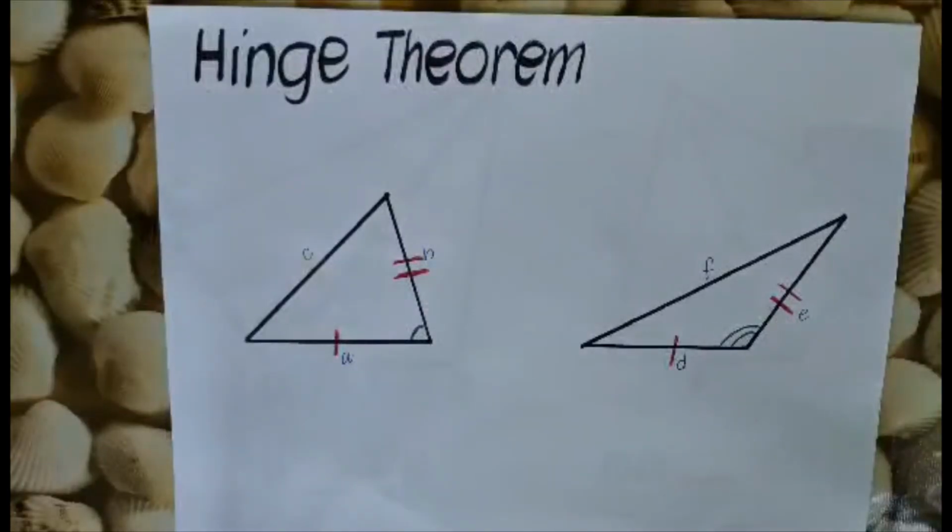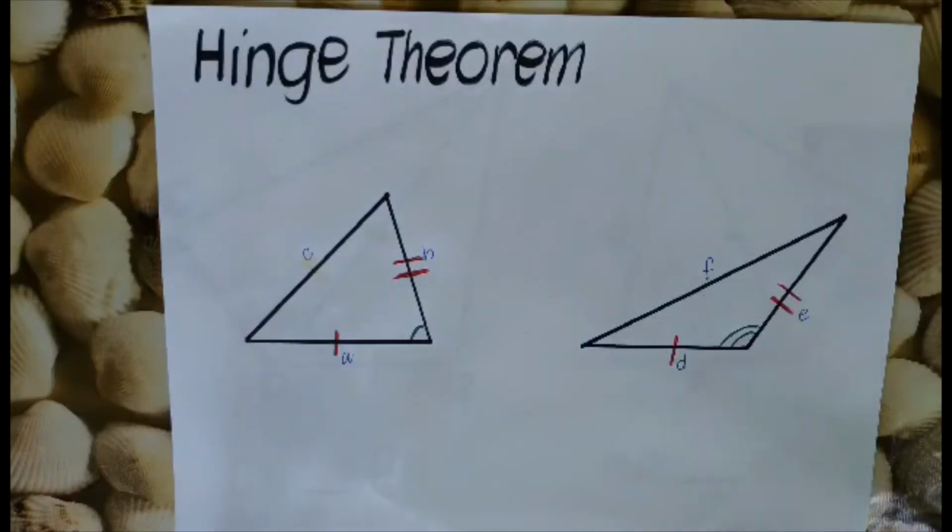Hinge theorem. The hinge theorem states that if two triangles have two congruent sides, or sides of equal length, then the triangle with the larger angle between those sides will have a longer third side. This also gives us the converse of the hinge theorem, which states that if two triangles have two congruent sides, then the triangle with the longer third side will have a larger angle opposite that third side.